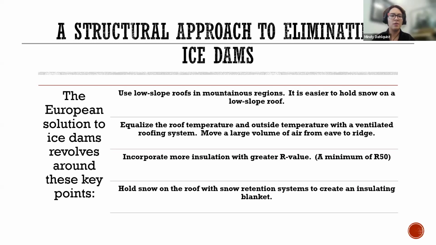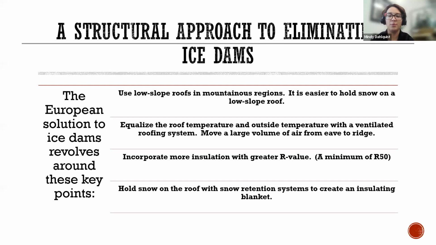But then they also are equalizing the roof's temperature to the outside ambient temperature by utilizing a ventilated roof system. With that, they're using a large volume of equal amounts of air from eave to ridge, and they're incorporating more insulation with a greater R value. So with that, they're utilizing a minimum of R50. So in some areas, this is going to be complete overkill. I know a lot of eastern areas, Midwest areas that do not go over R30 for just about any reason. But if you're having issues with ice damming and you're in a very cold, snowy, mountainous climate, this is going to be a good thing for you to be able to look into.